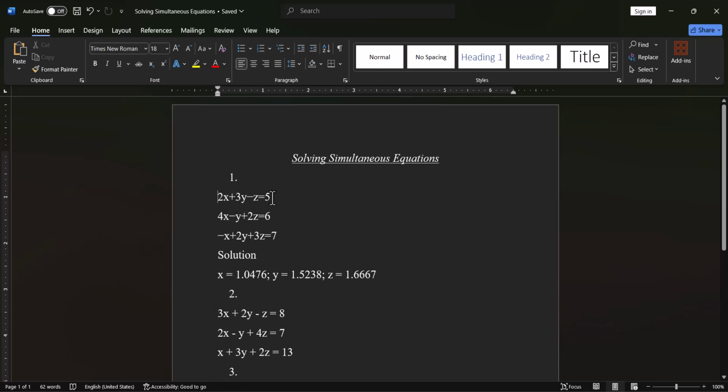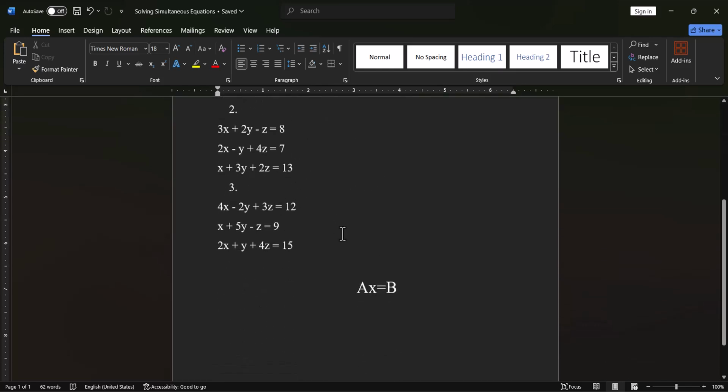So it goes with this general formula that says Ax equals b, where A represents the coefficients of the unknown, x represents the unknown, and b represents the constant. So if we look at example 3, for instance, the coefficient of x is 4, that of y is -2, and that of z is 3, and then we have the constant of 12 on the right hand side.